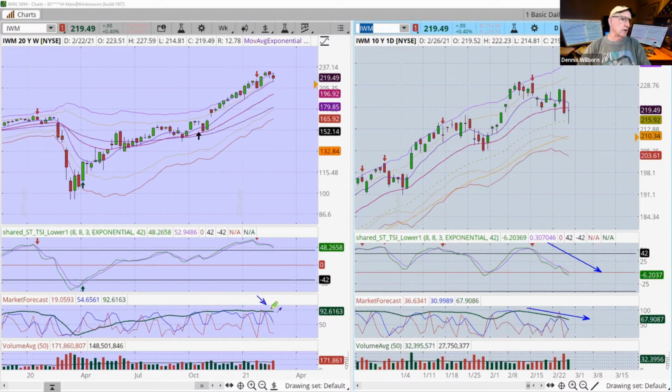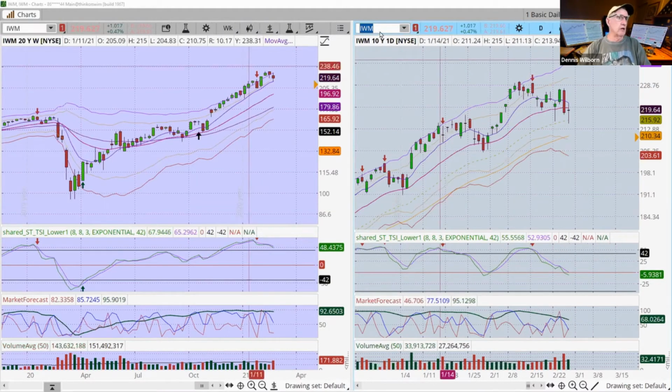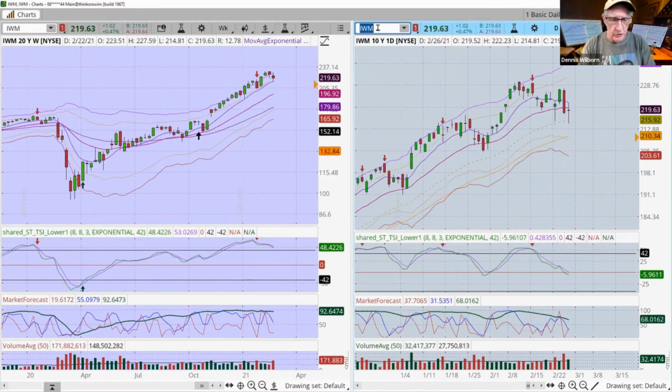The market forecast on the weekly slightly started to turn over. And again, we have the TSI headed down and has crossed over to the negative side. However, it has not dropped below that 42 number, which is kind of our upper reversal zone. If that in fact does happen and it breaks down below that on a weekly chart, I would be looking at just hanging with it to the downside.